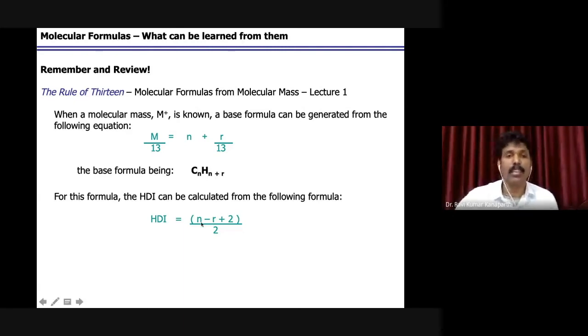In this case, the HDI, hydrogen deficiency index, tells how many hydrogens are deficient, or how many hydrogens are required to form the saturated hydrocarbon. HDI is equal to n minus r plus 2 by 2, where n is the number of carbon atoms and r is the remainder. So you can apply this and calculate the HDI. Based on the HDI, you can tell whether it is a whole number or a fraction, so there is a difference.